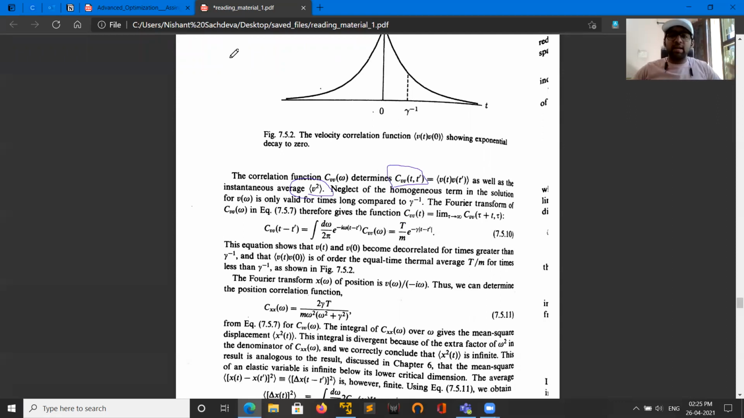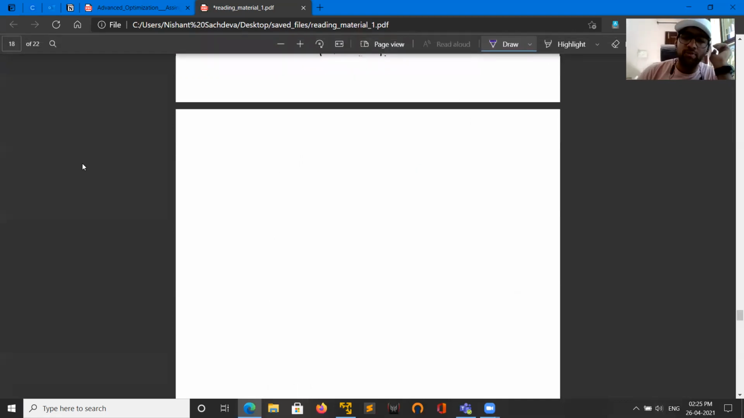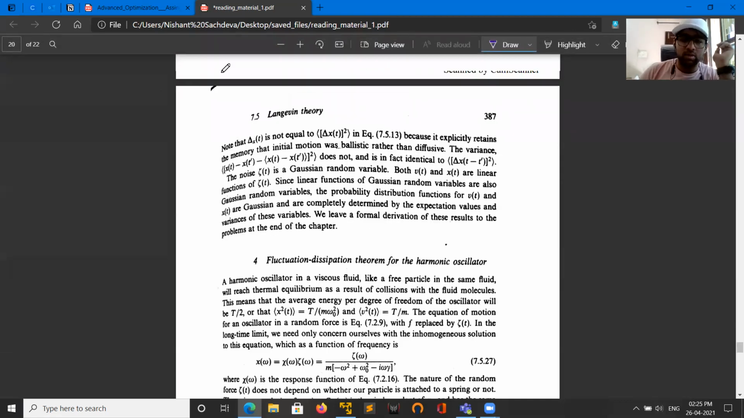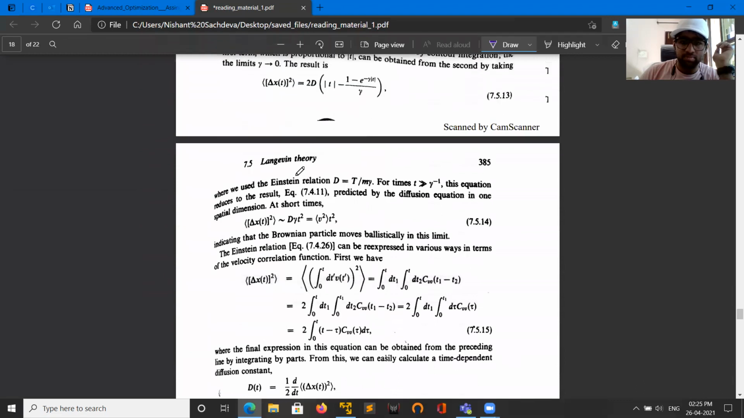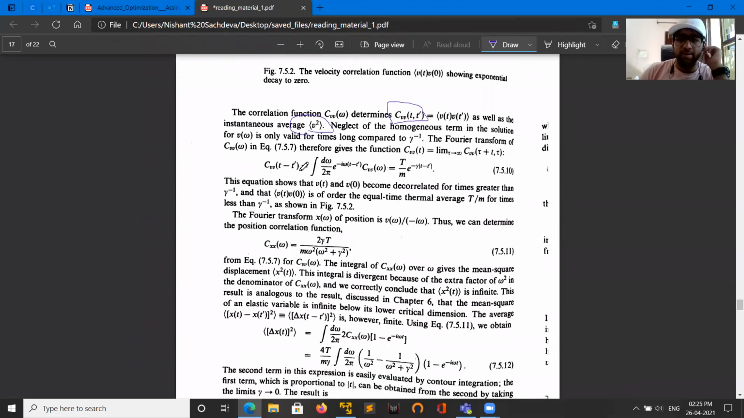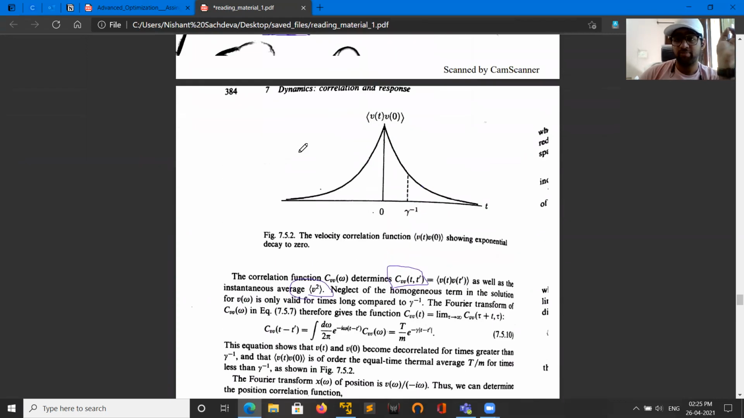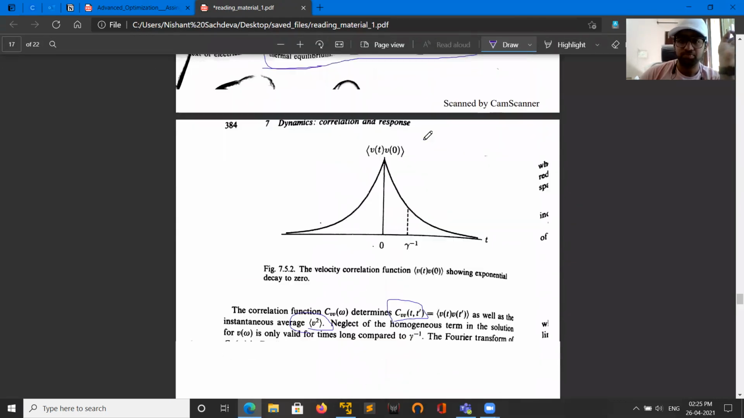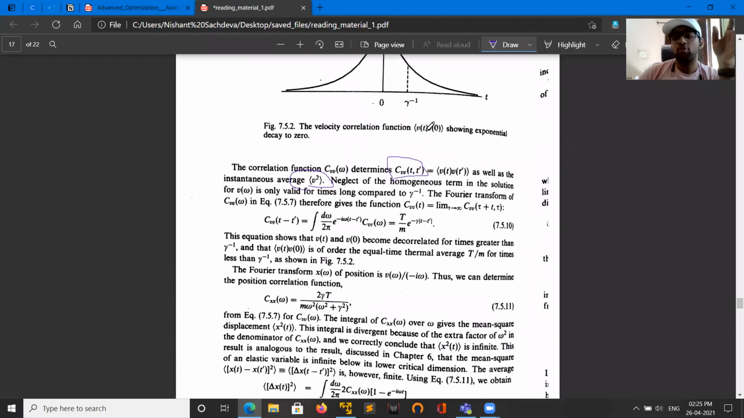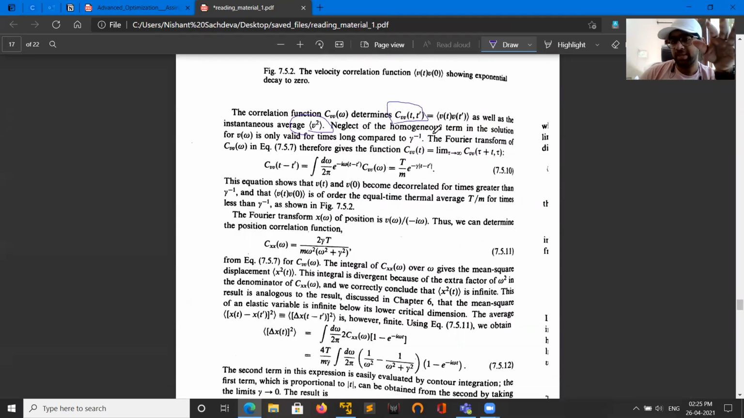So if we take a long time after that, the Fourier transform of CVV of omega... Neglect of the homogeneous term, it works for a long time, yes. So the Fourier transform of CVV of omega in equation 7.5.7, which is this, therefore gives the function CVV of t as the limit tau tends to infinity of CVV of tau plus t comma tau.